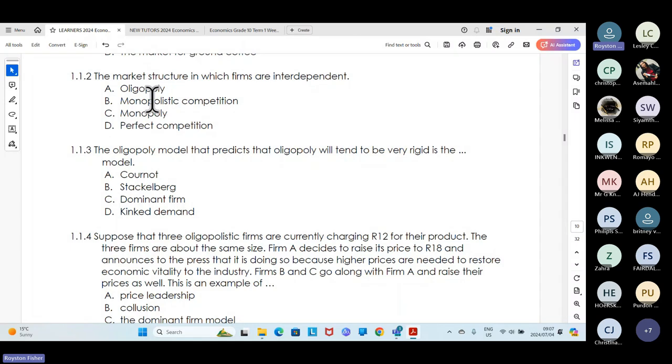1.1.2, St. Andrew says it's B. Altus Revi also says it's B. Bellville says it's A. Fado says it's B. Santa Claus says it's B.